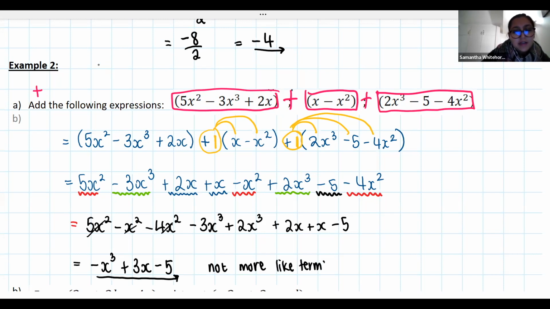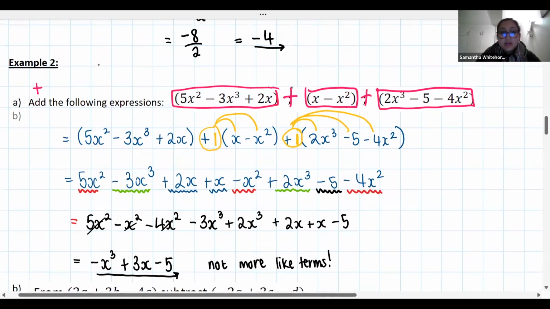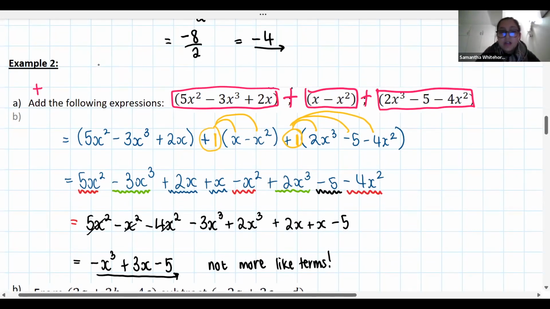Perfect. Well done. Okay, guys, and very important there, like Teto said at the end, there are no more like terms, so you can't do anything else. Once you have run out of like terms, that is it. You are done. Right, so our like terms there, I've underlined them in different colors. I've also then grouped them in the next step.